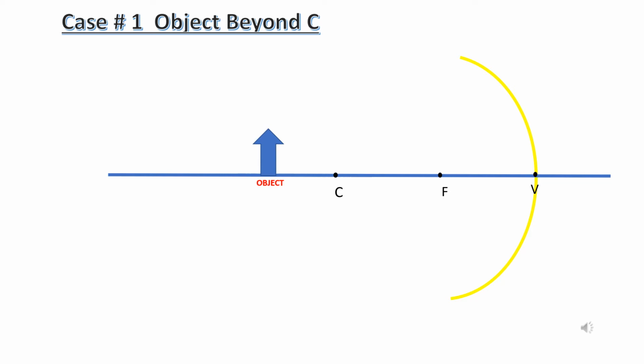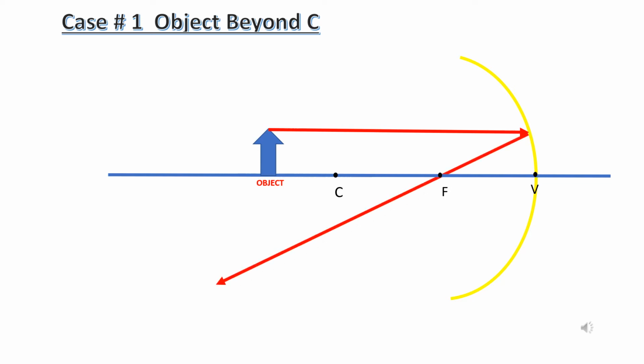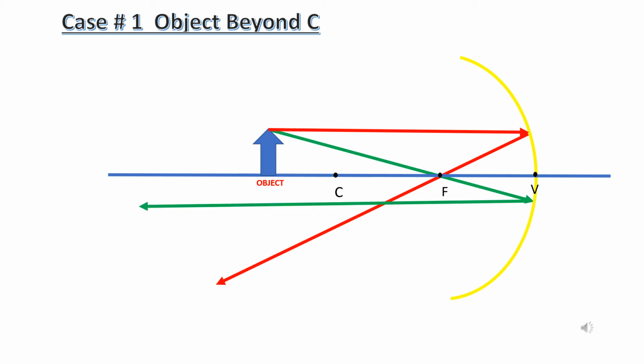First rule, from the top of the arrow, draw the incident ray parallel to the principal axis. Obeying the rules, after reflection, it will pass through the principal focus. For the second incident ray, it will pass through the principal focus, and after reflection, it will reflect back parallel to the principal axis. Notice the intersection of the two reflected rays? Yes, that means that is where the image is formed.